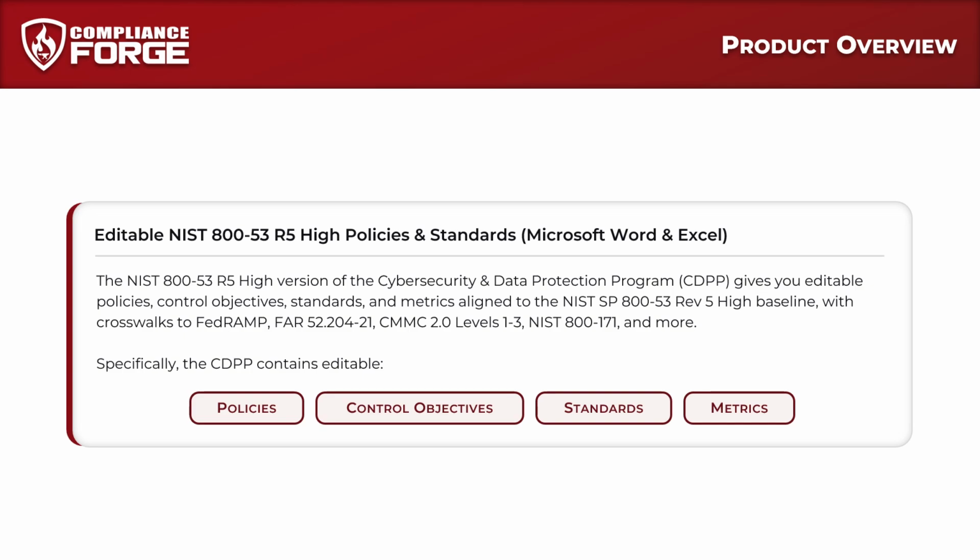The CDPP gives you a running start, aligned to the NIST 853 Revision 5 High Baseline with crosswalks to FedRAMP, FAR 52.204-21, Cybersecurity Maturity Model Certification 2.0, Levels 1 through 3, NIST 800-171, and more. The templates get you roughly 80 to 90% of the way there. The CDPP contains editable policies, control objectives, standards, and metrics.